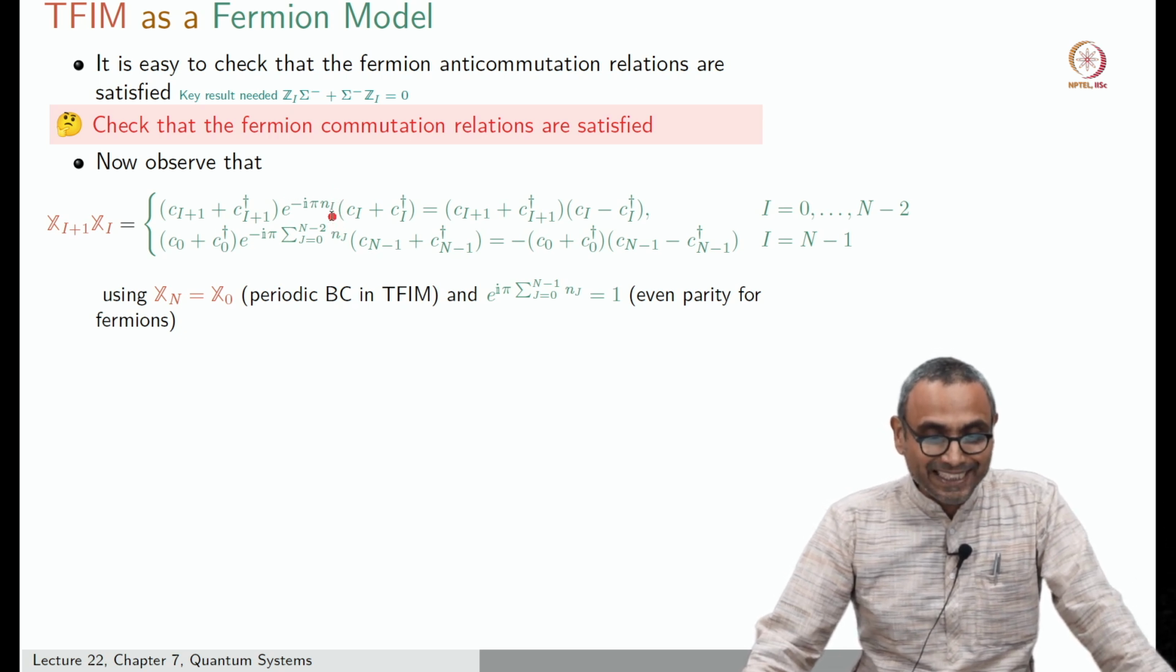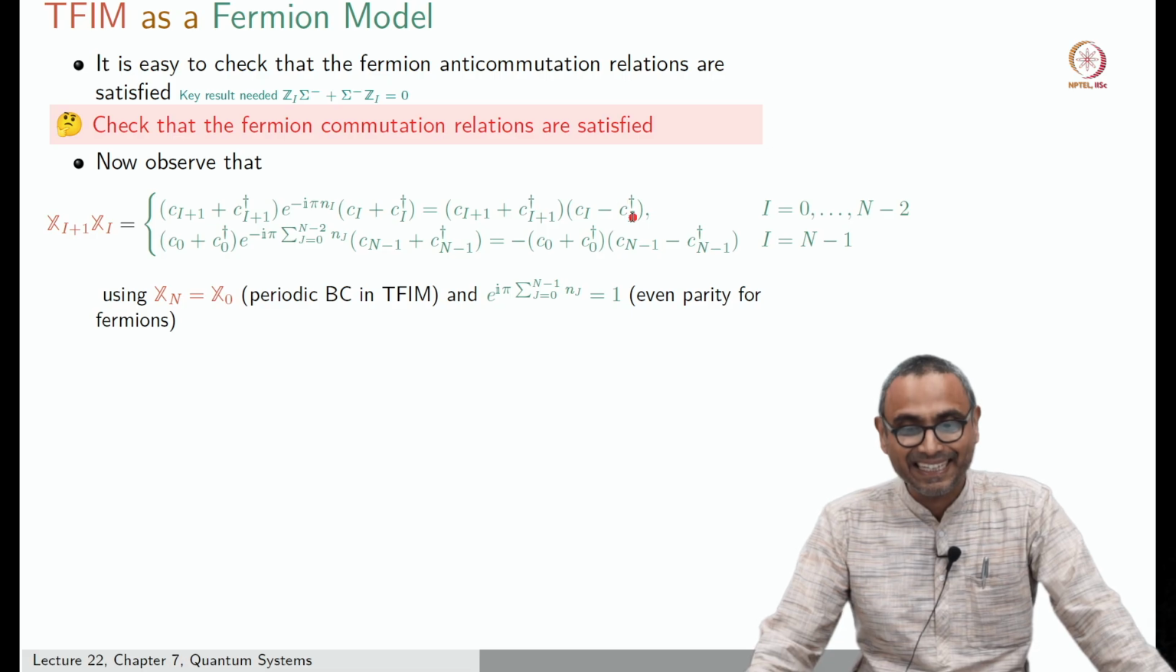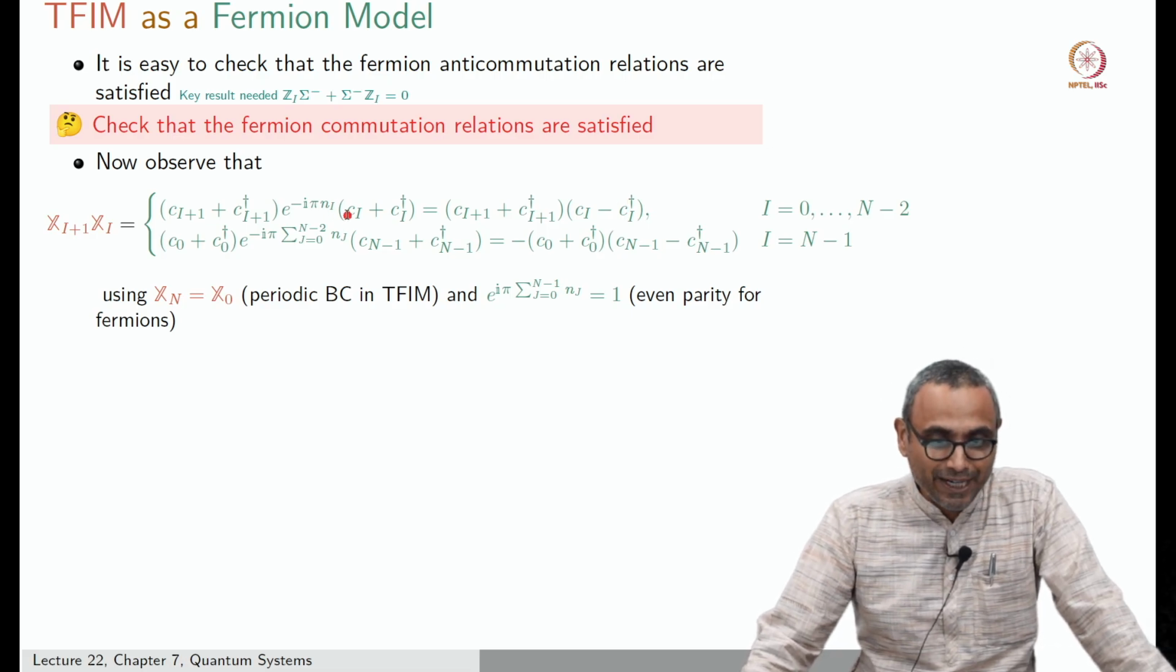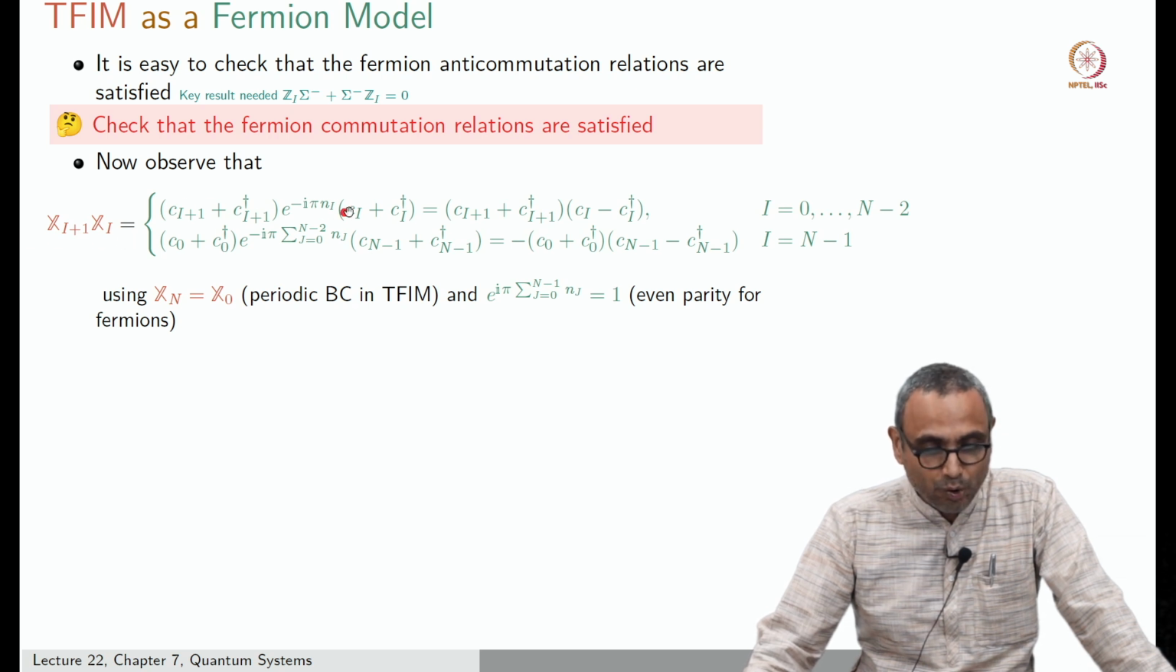So you will see that the only thing that is left is this term, e to the i pi n_i. You see this object, e to the i pi n_i times (c_i + c†_i), you can show as an operator is equal to (c_i - c†_i). So what happens? This object will multiply through this, and you can see that that is exactly this. And so x_{i+1} x_i, this whole thing is valid for 0 to n minus 2.